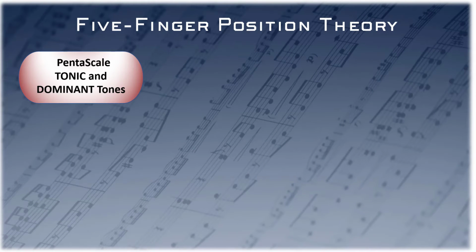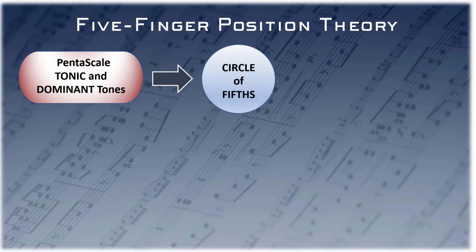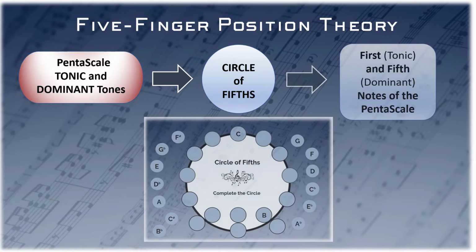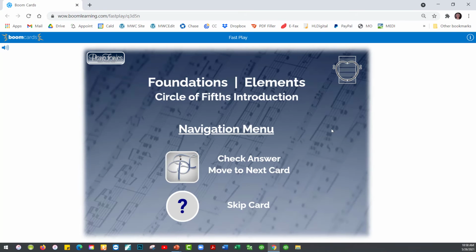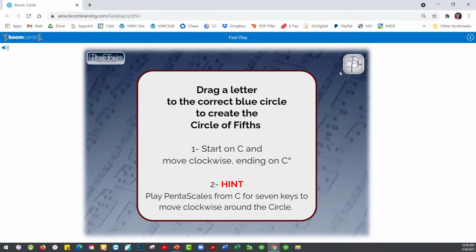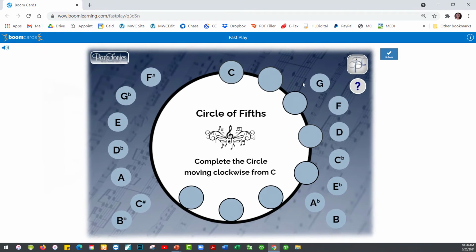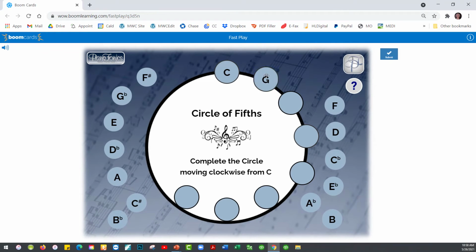Tonic and dominant notes create the circle of fifths. These 2 notes are easily visible on a circle without any key signatures. Let's take a look at a Pianophonics Circle of Fifths intro without key signatures, a perfect introduction to a primary structure in music theory when students know all of their pentascales. We're going to drag a letter to a blue circle. G is a fifth above C, D is a fifth above G, etc.